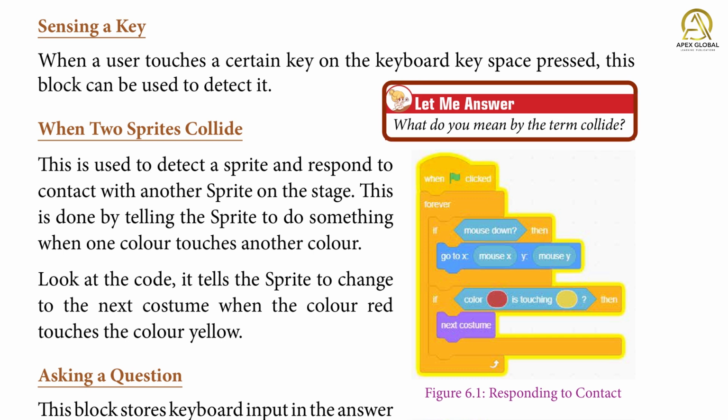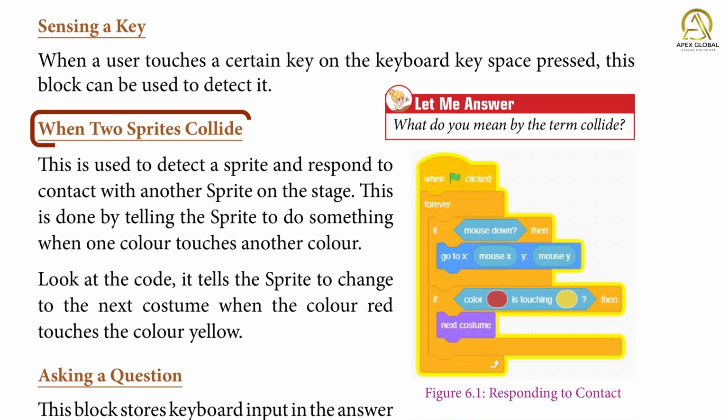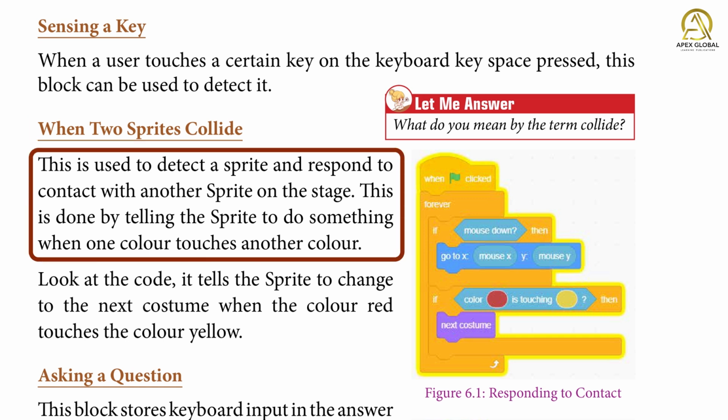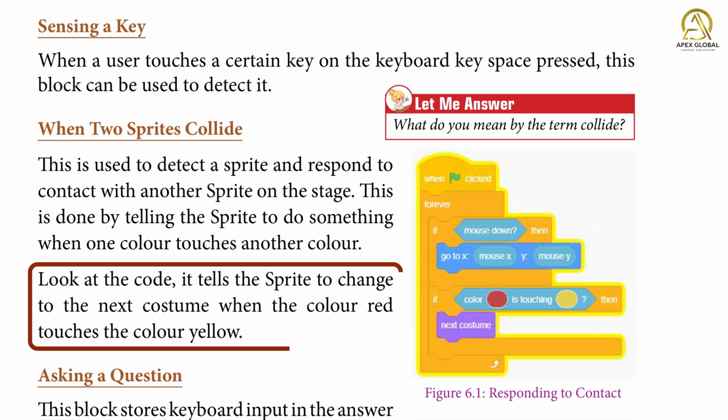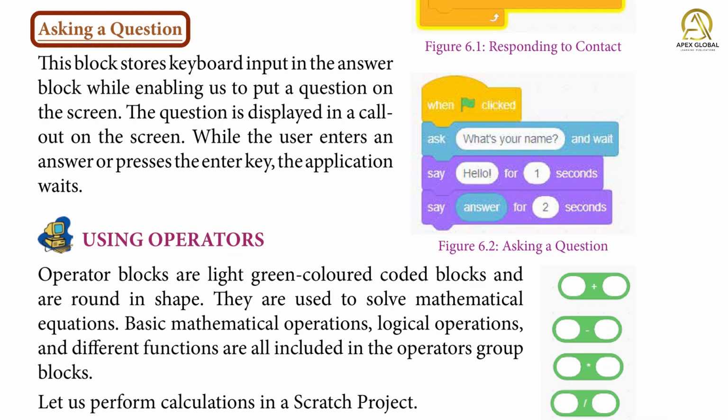Let me answer: what do you mean by the term collide? When two sprites collide, this block is used to detect a sprite and respond to contact with another sprite on the stage. This is done by telling the sprite to do something when one color touches another color. Look at the code. It tells the sprite to change to the next costume when the color red touches the color yellow.